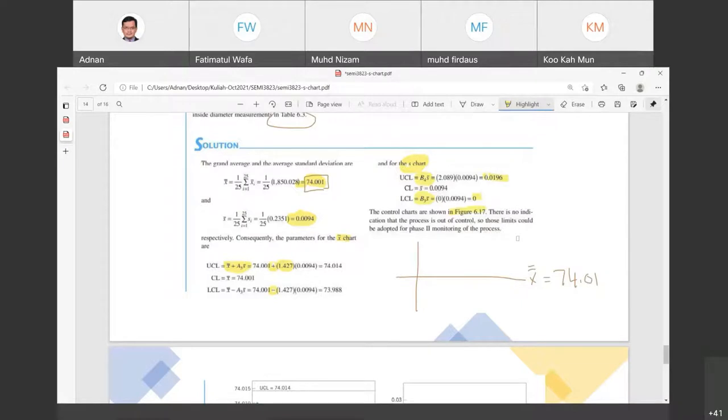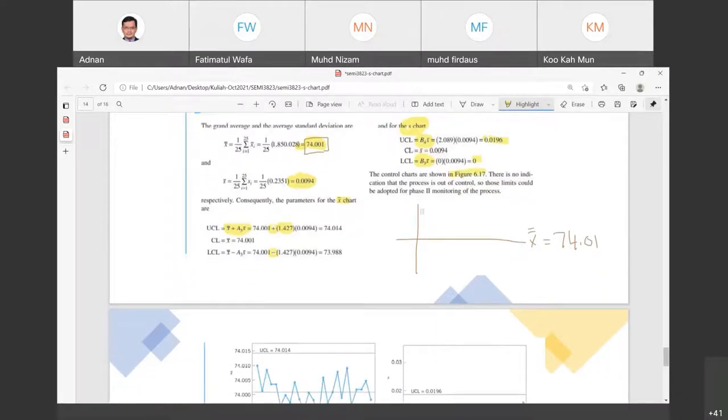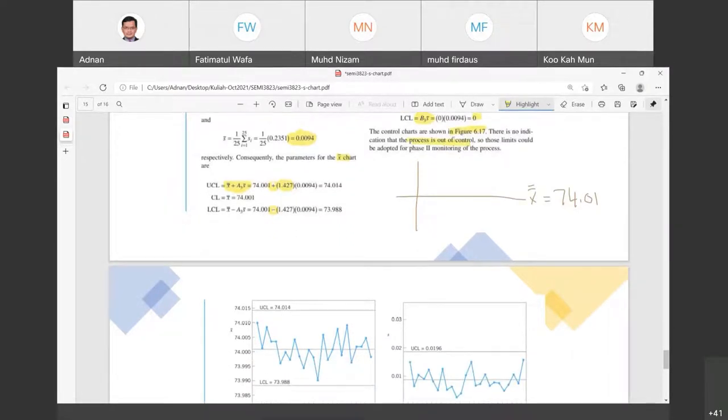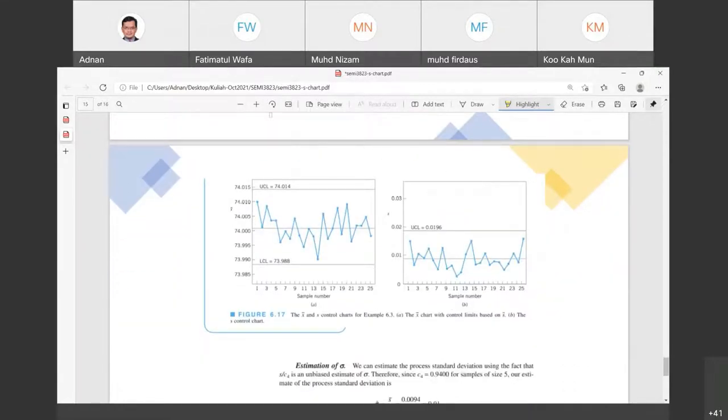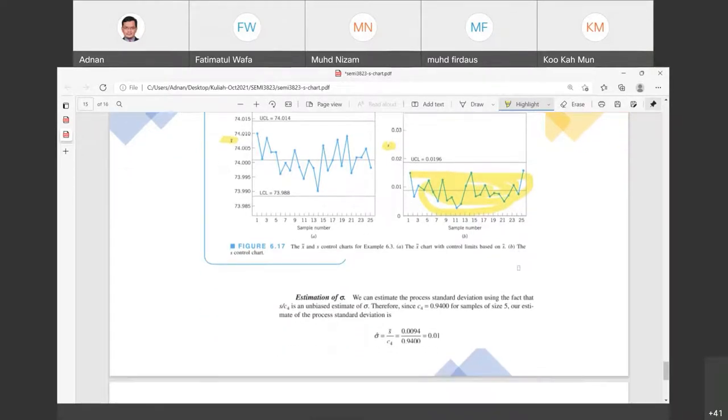Now it's given. It shows that in this chart there is no out of control point. So this limit could be adopted for phase 2 monitoring. There is no point outside the control limit. This is the X bar chart, and this is the S chart. Actually in the control chart for R and S, if the point is low, it shows good performance. We want the R value and S value to be low, because a low value shows low variability.